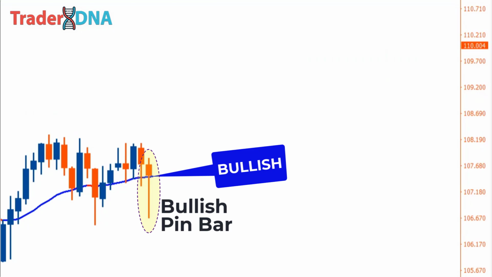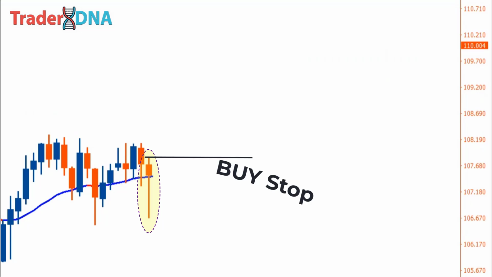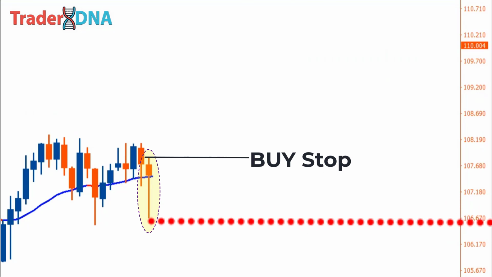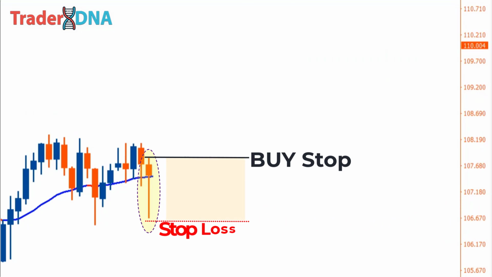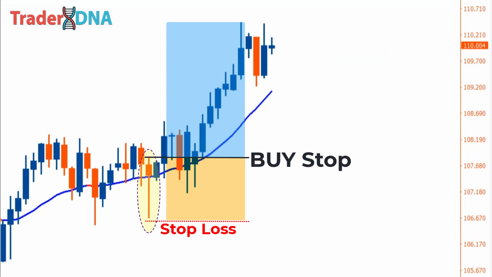After the bullish pin bar forms perfectly, we place a buy stop pending order above the upper tail of the bullish pin bar and set the stop loss below the lower tail of the pin bar. As you can see, the price quickly rises as of the time this video is made.